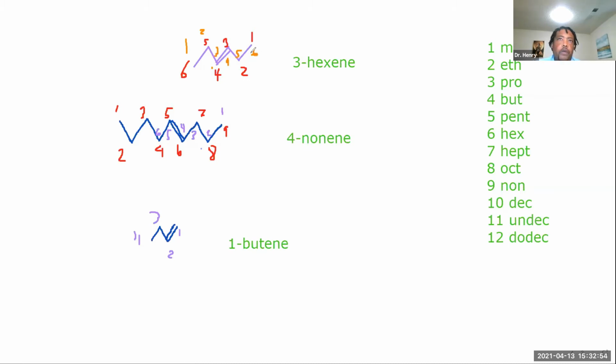Okay, so again, the root or the base, the last thing at the end, is always going to be the longest carbon chain. This is going to be important later on. So you always want to try to find the longest carbon chain. You guys are with me so far? Yes. Okay, so let's go to the next page.